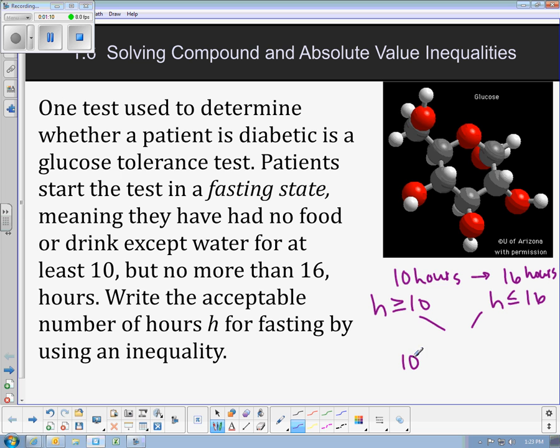I'd have 10 is less than or equal to h, which is less than or equal to 16, because what that says is h is in the middle of 10 and 16. Now both 10 and 16 are included, so that's why I used the greater than or equal to and less than or equal to symbols. That is an inequality that shows the two together.